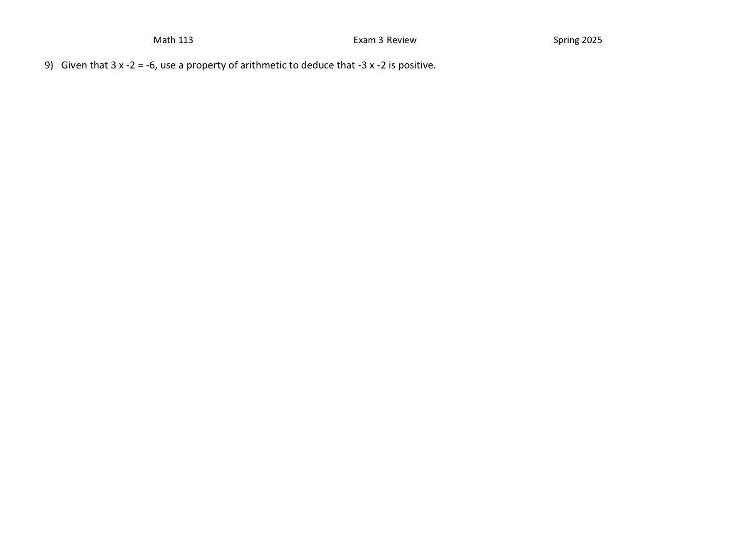Given that 3 times 2 is -6, use a property of arithmetic to deduce that -3 times -2 is positive. So for this one, we use the distributive property. We say, well, imagine multiplying 3 plus -3 times -2.